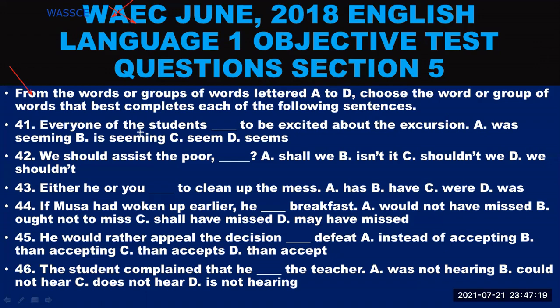Is seeming is incorrect. Seem is also incorrect because everyone here is a singular subject and a third person indefinite pronoun. Of course, it takes the singular verb, which is seems. Everyone seems, all right? Every one of the students seems to be excited about the excursion.